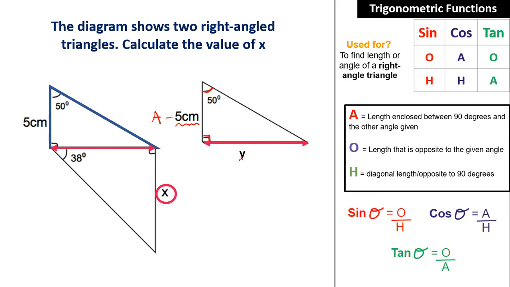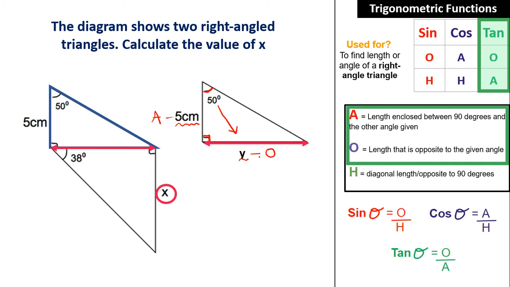Now you can see this length, the y. You can see that this length is right opposite to the given angle. It's opposite to the 50 degrees, which means that I'm dealing with my O, because it's the length that is opposite to the given angle. So since y is opposite to the 50 degrees, we're dealing with the opposite. So 5 centimeters is my adjacent and y is my opposite. That means I'm going to be dealing with tan.